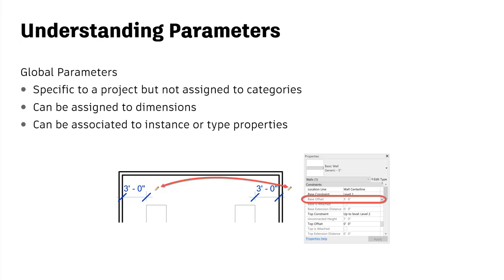Since parameters define, store, and communicate information about all the elements in the Revit model, once you understand how they work and how to create and use custom parameters, you will be able to use parameters to meet all the needs of your project.